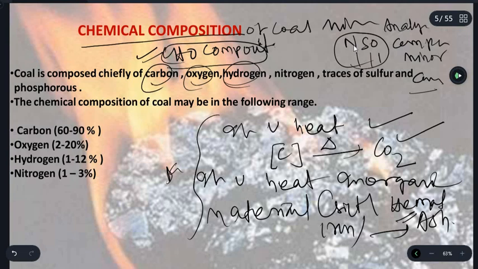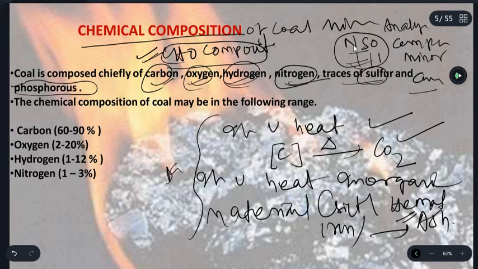Okay, the major compound is CHO: carbon, oxygen and hydrogen. The minor compounds are nitrogen, trace of sulfur and phosphorus. But the analysis that is done in the lab is called NSO analysis of coal.